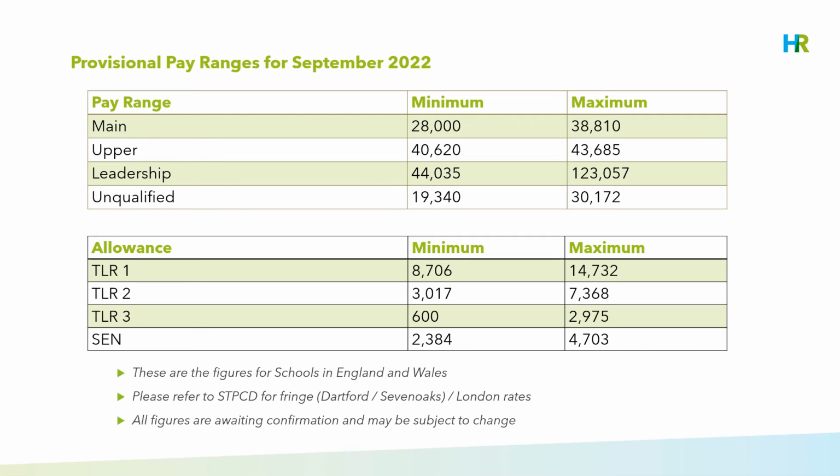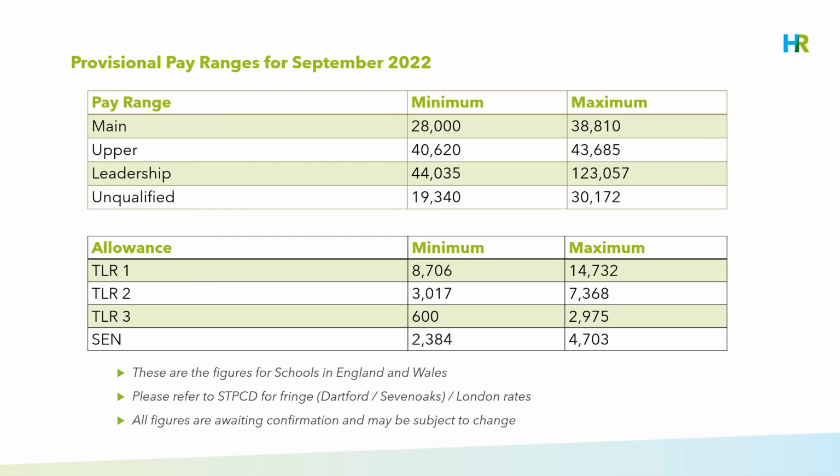A 5% increase to the minimum and maximum values for the upper and leadership pay ranges. A 5% increase to the advisory points for teachers paid on the upper pay range and the range for unqualified teachers where a school chooses to follow these. A 5% increase to the minimum and maximum ranges for TLR and SEN allowances. Higher increases have been announced for teachers in the early stages of their career as follows.